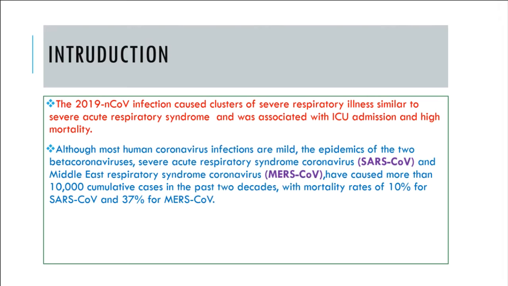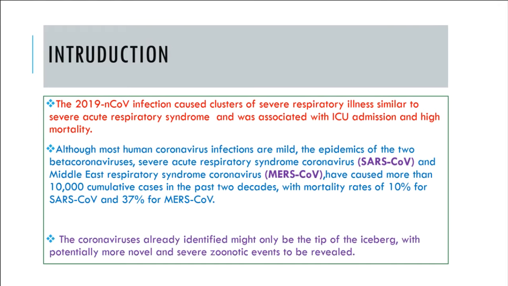Although most human coronavirus infections are mild, the epidemics of the two beta coronaviruses, severe acute respiratory syndrome coronavirus, SARS-CoV, and Middle East respiratory syndrome coronavirus, MERS-CoV, have caused more than 10,000 cumulative cases in the past 2 decades, with mortality rates of 10% for SARS-CoV and 37% for MERS-CoV. The coronaviruses already identified might only be the tip of the iceberg, with potentially more novel and severe zoonotic events to be revealed.